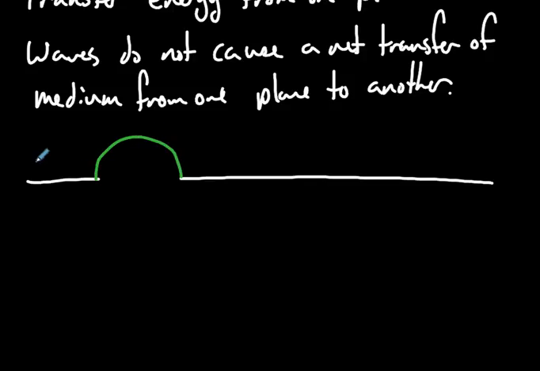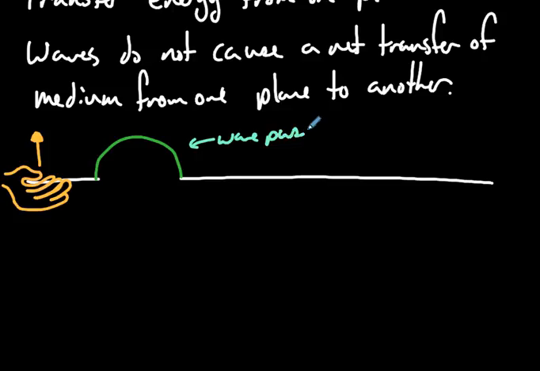What I'm saying I did here is, if my hand was down here, I've given this a sharp upward jerk and then returned it back to its neutral position without going past. Okay, so I've just disturbed the medium on one side. We might call something like this a wave pulse.